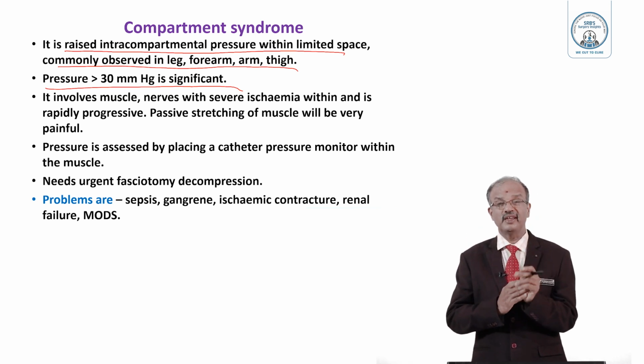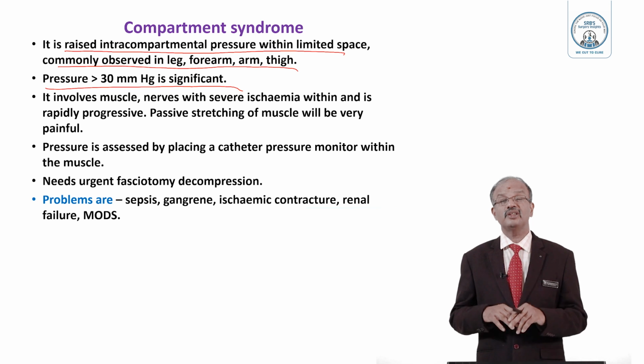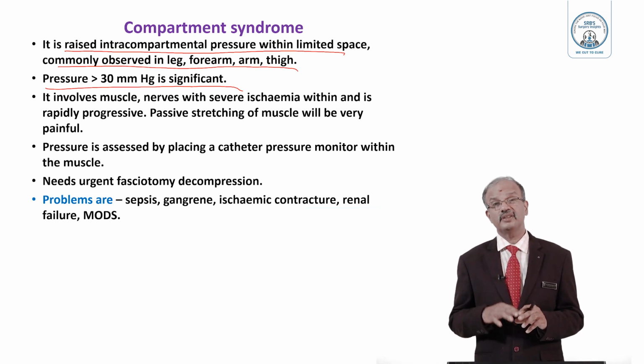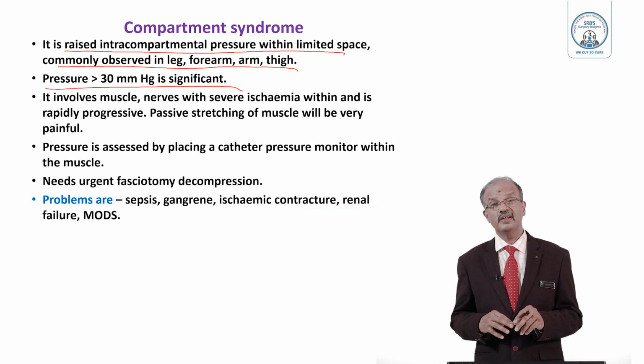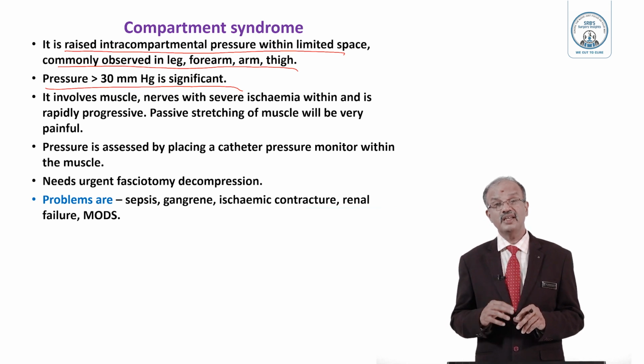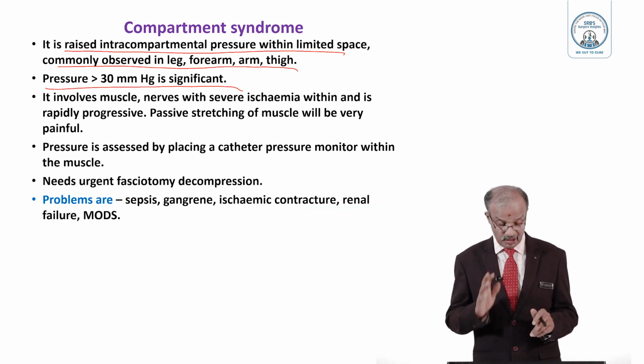Within the small space, pressure increases so much that it compresses the blood supply. Muscle goes into severe ischemia, and it may release myoglobin. It may enter the circulation and the kidney, and acute renal tubular necrosis and acute renal failure can occur, which may kill the patient. Remember, this is the most dangerous thing.